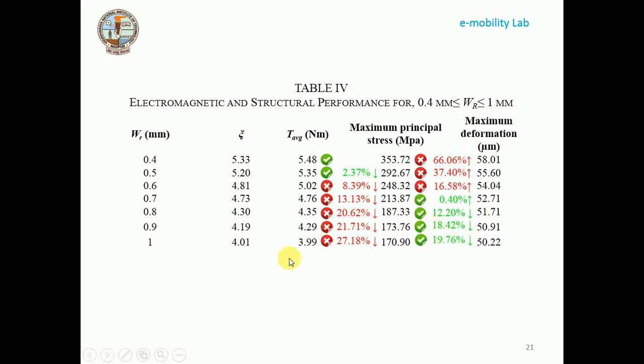Of course, when we increase the width, the rotor will be mechanically robust, but you can see here the torque. Finally at 1, the torque is less by around 30%. So what are we going to achieve? We are going to achieve nothing with this parameter of 1, because of course the motor is mechanically robust, but the torque is very low, so it is not acceptable.